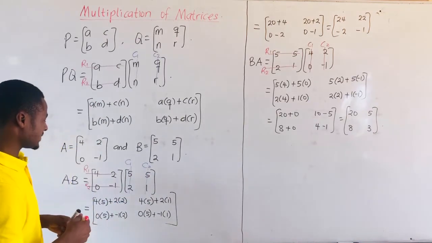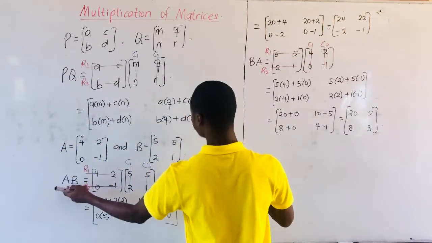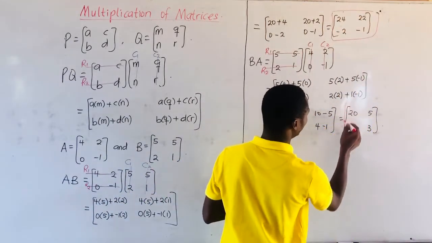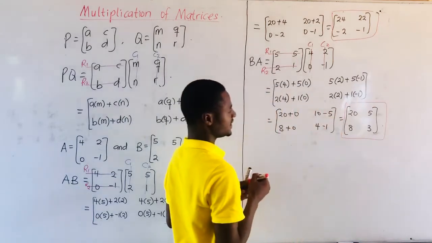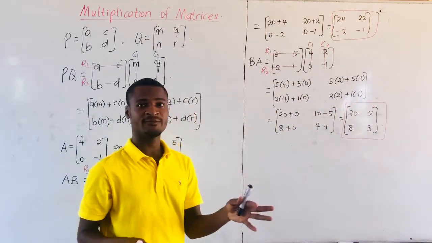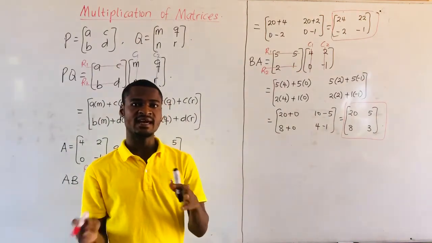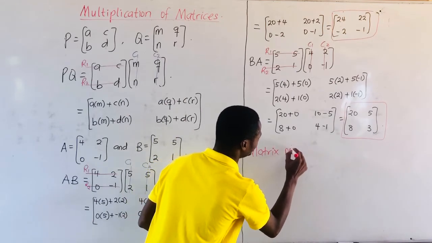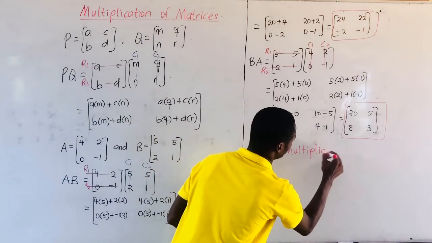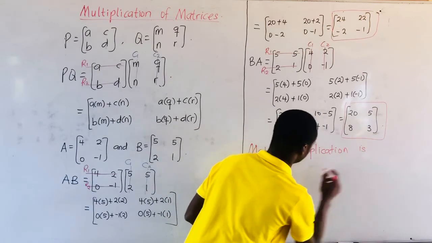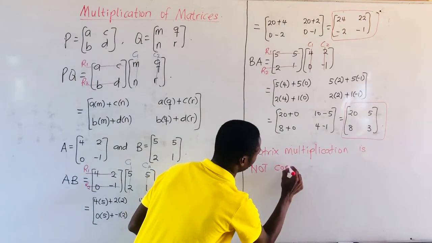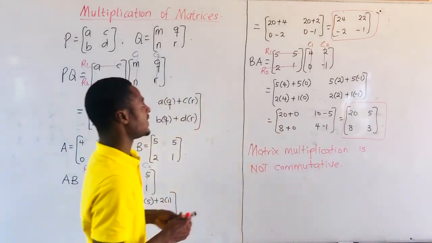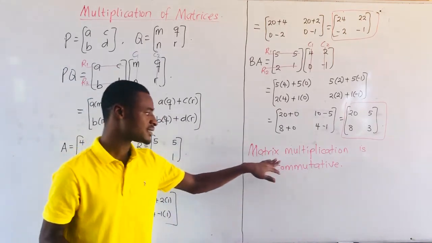But you realize that our answer for A times B is different from our answer for B times A. And so since the answers are different when we interchange A and B, we will say that matrix multiplication is not commutative, which simply means that when we interchange the various matrices, our answers will be different.